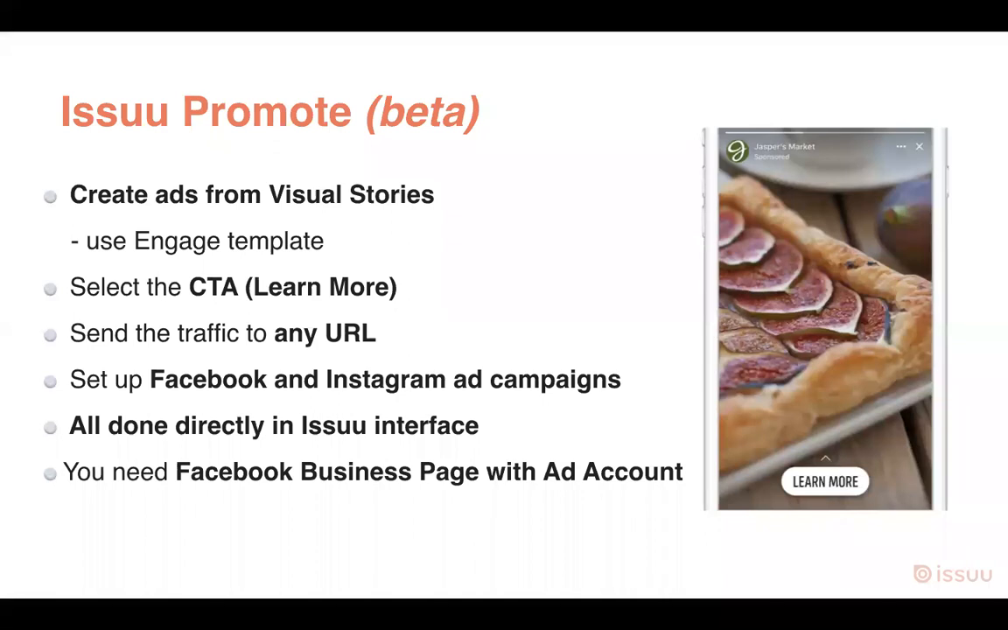And all this can be done in the Issuu interface. In here, you simply create the content of the ad, which is a visual story, and set up the promotion. All you need is a Facebook business page and ad account that you connect to Issuu once you are setting up the campaigns. I will show you how that can be done. At the moment, we have publishers testing the Issuu Promote out with a great success so far. So you are very welcome to join.